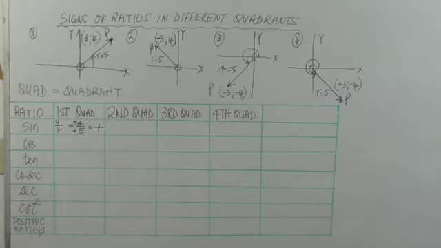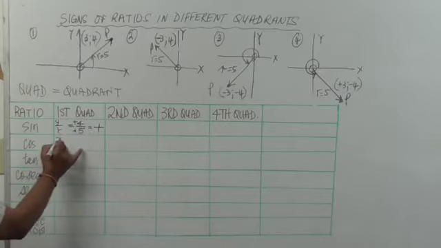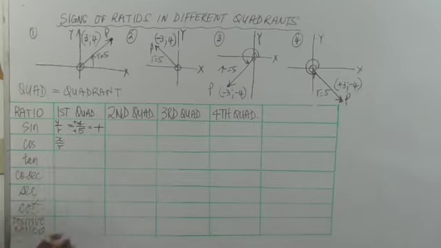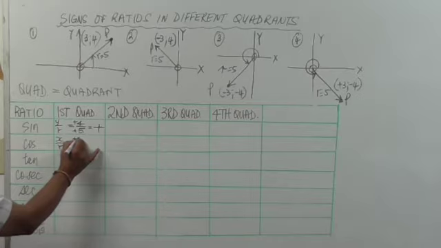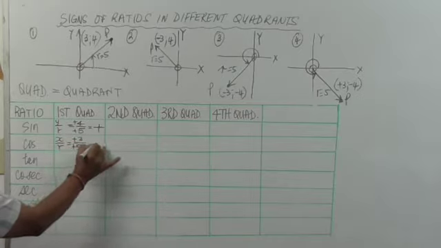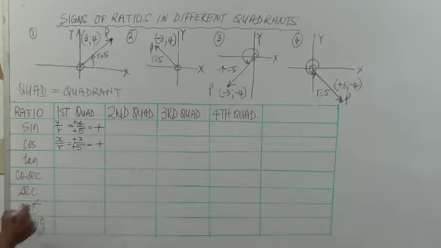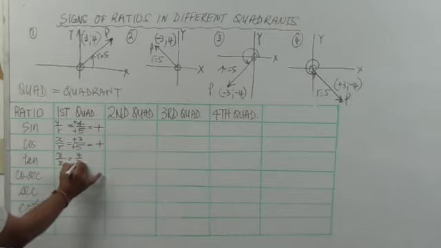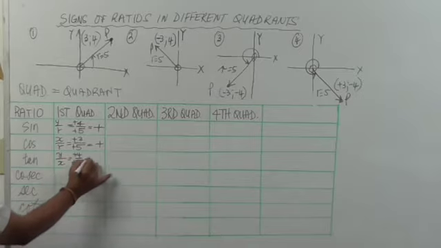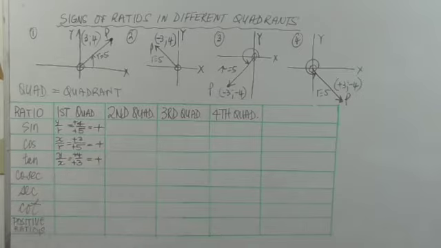Let me just do one more. Cos is x over r, which will give me positive 3 over 5, which is also positive. So the final answer is positive. Tan is y over x. So y over x will give you 4 over 3. Both are positive. Therefore the final answer is positive.